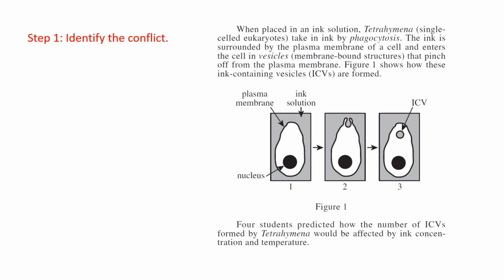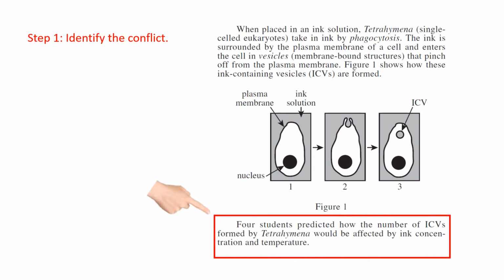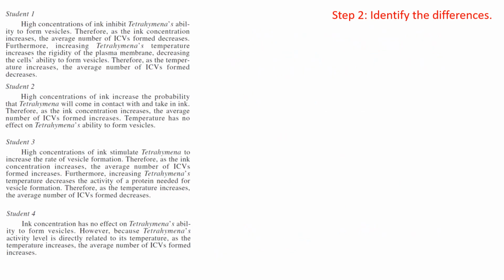Step 1 in a conflicts passage is to identify the conflict, and that's usually going to tell you in the last sentence or last paragraph of the informational section. So you might want to skim everything above it. You don't have to read it super carefully. It's going to help explain some things, right? So you get the scientific names, what's being studied. You understand what an ICV is, an ink-containing vesicle. Then 4 students predicted how the number of ICVs would be affected by ink concentration and temperature. So I just wrote out at the side ink and temp and then ICV, how they each are affected by it. Step 2 is to identify the differences.